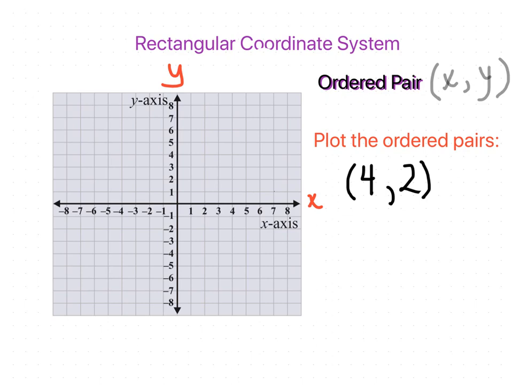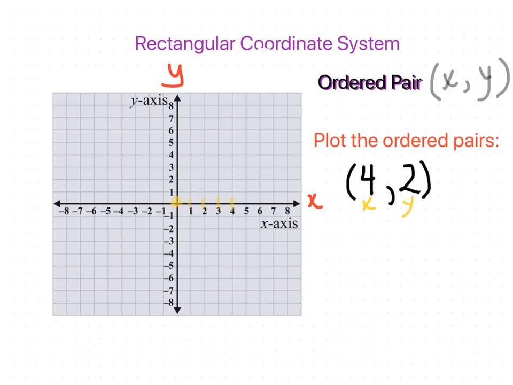Let's say we're asked to plot the ordered pair 4, 2. Don't forget that 4 represents movement along the x-axis, and the 2 represents your vertical movement. We're going to go in that order, but we're going to start at the origin. We'll start here at the origin, 0, 0, and we're going to go 4 units to the right: 1, 2, 3, 4.